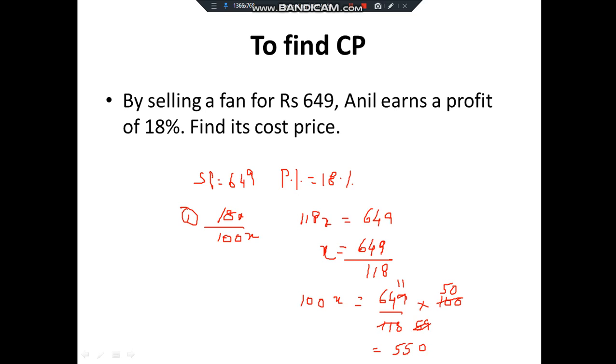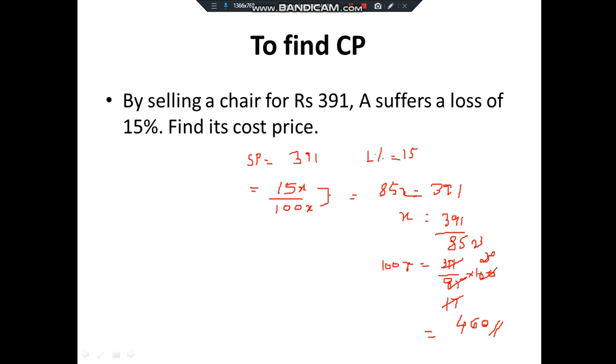See one more question. By selling a chair for rupees 391, A suffers a loss of 15%. Find its cost price. So 15%, convert it into fraction. Just keep it as such, 15x by 100x. Okay. Now it is loss, so subtract both. So 85x is equal to the selling price, 391. So x is equal to 391 by 85. Keep it as such if you cannot cancel.